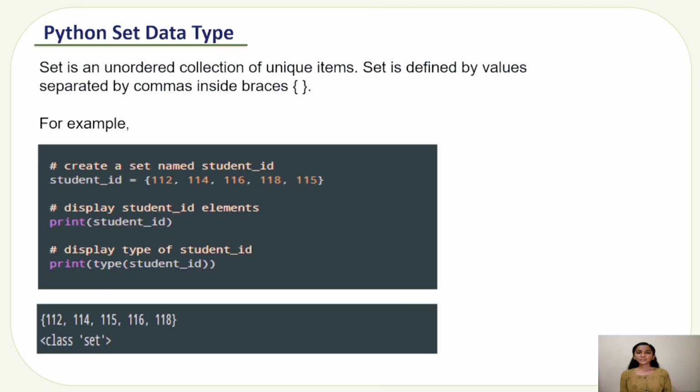Python set data type. Set is an unordered collection of unique items. Set is defined by values separated by commas inside curly braces. For example, we have created a set named student_ID with 5 integer values. Since sets are unordered collections, indexing has no meaning. So as we print student_ID, we get 112, 114, 115, 116 and 118, and each time these values shuffle as we print student_ID. And when we print the type of student_ID, we get the output as class set.